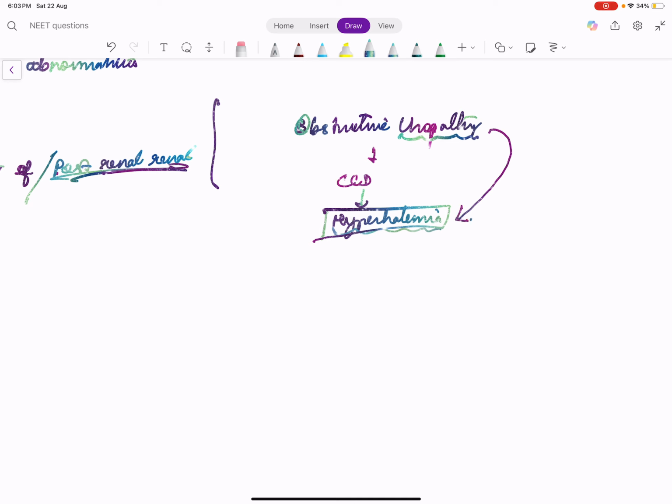This we must remember. The same thing is the basis for distal renal tubular acidosis. There's a disease called renal tubular acidosis. Some causes of renal tubular acidosis will be obstructive diseases.